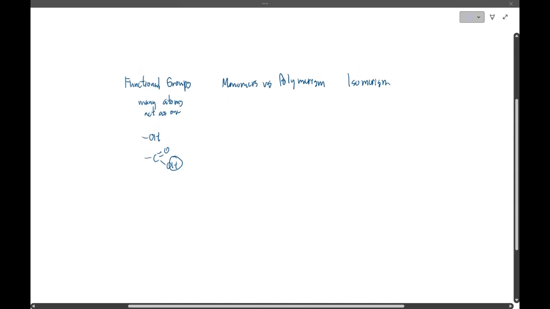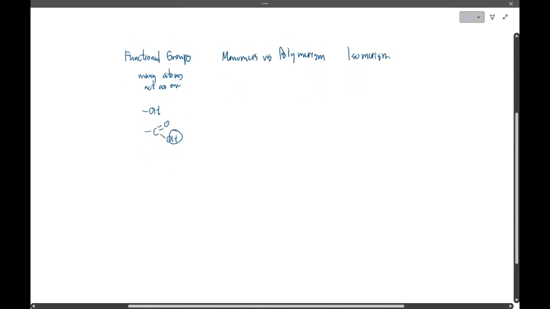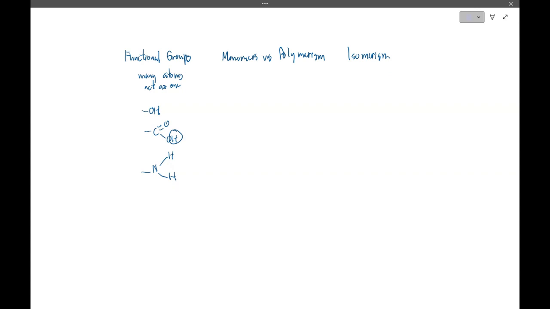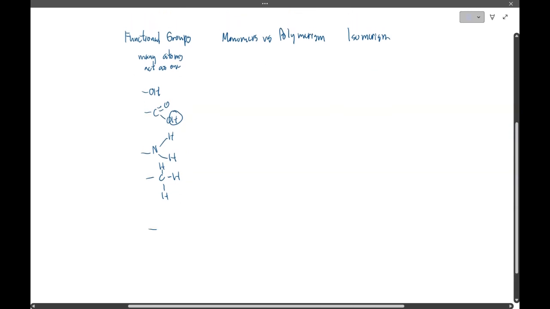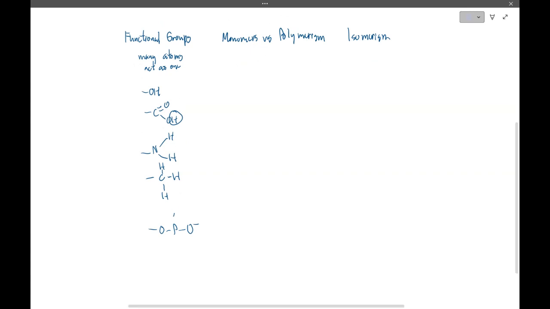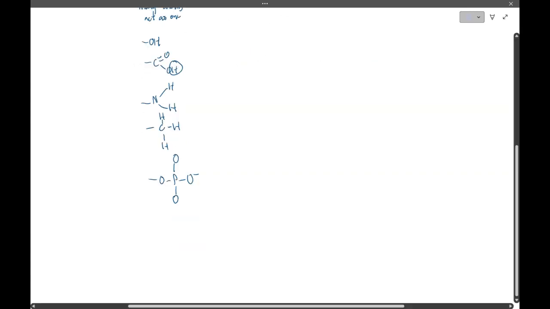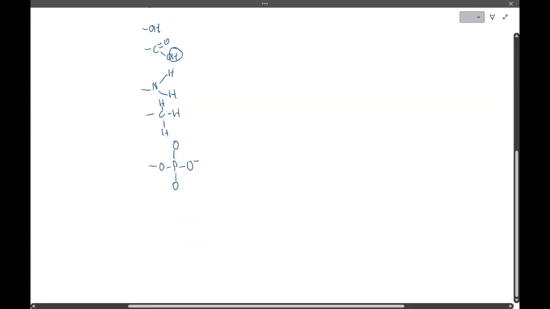You also have an amine group, which is a nitrogen connected to two hydrogens connected to something else. You have a methyl group, which is a C connected to three H's. A phosphate group, which is an O, P, O with a negative charge. And then lastly, you have a sulfhydryl group.